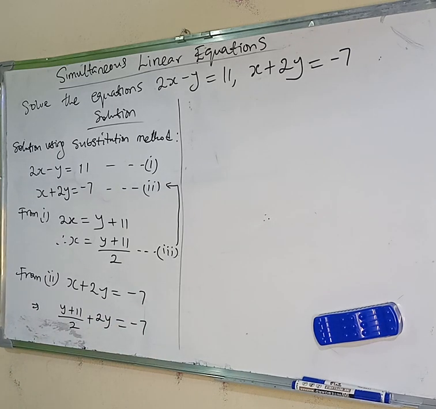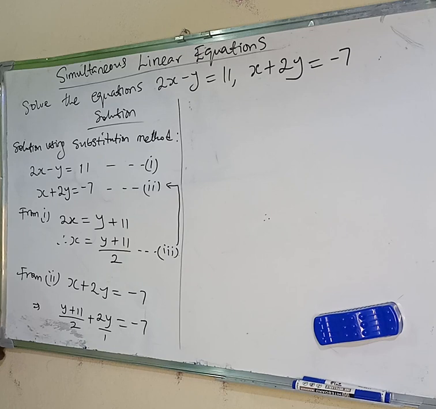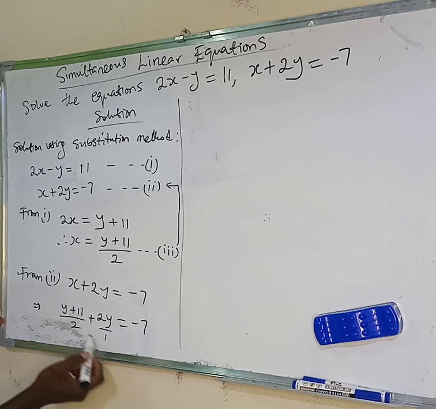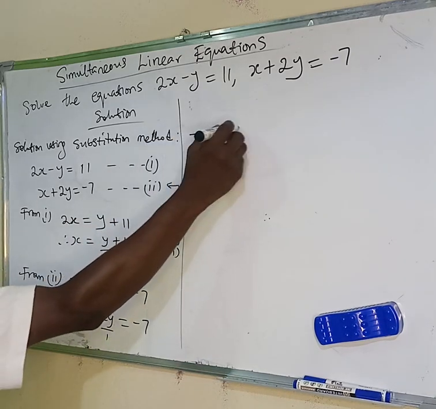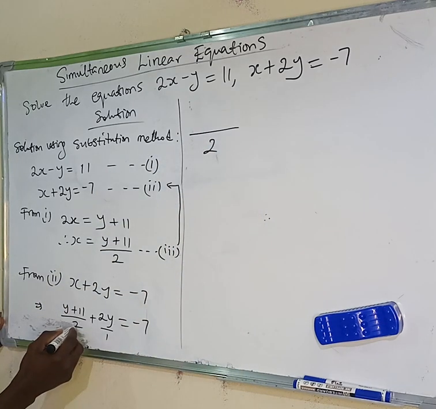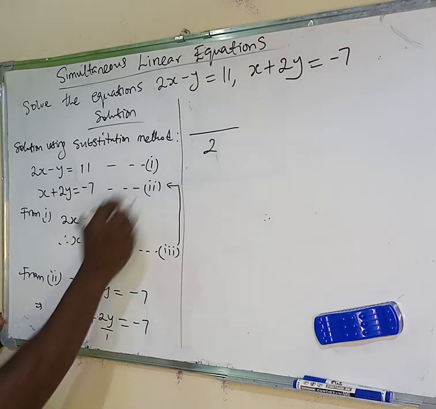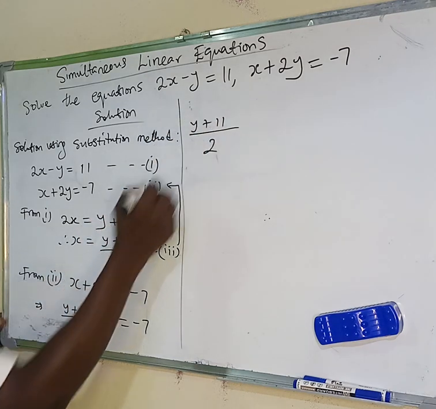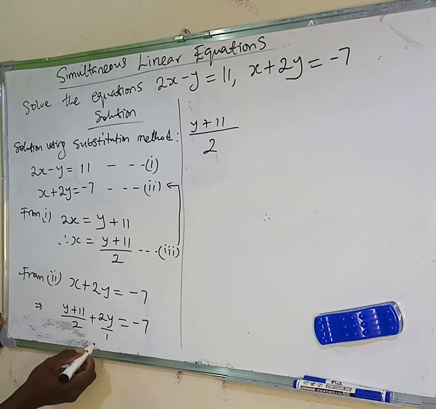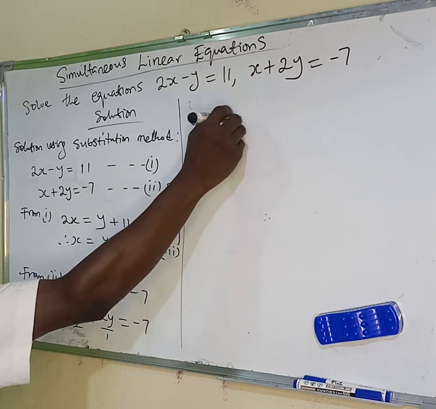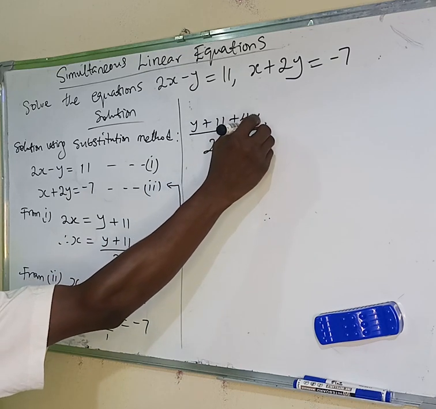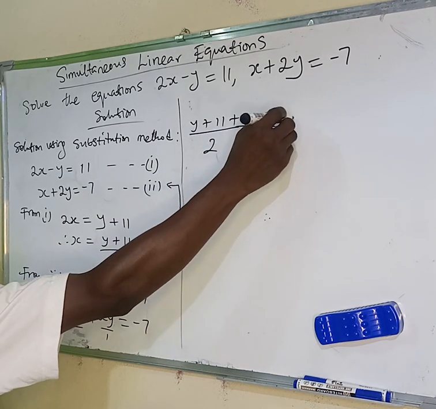Okay, so we'll proceed. If we take the LCM, because this 2y is the same thing as 2y divided by 1, the LCM of 2 and 1 is 2. 2 divided by 2 gives 1, and 1 times the numerator gives back the same numerator, y plus 11. 2 divided by 1 gives 2, and 2 times 2y gives plus 4y. Everything equals -7.